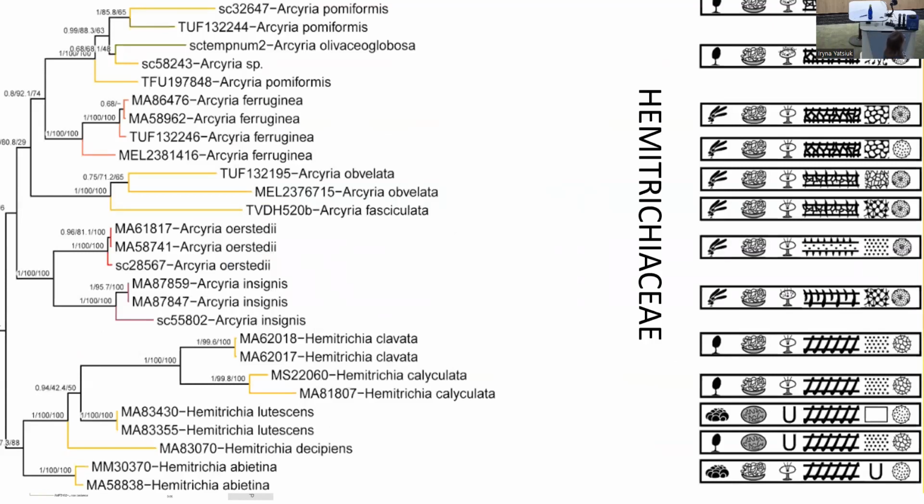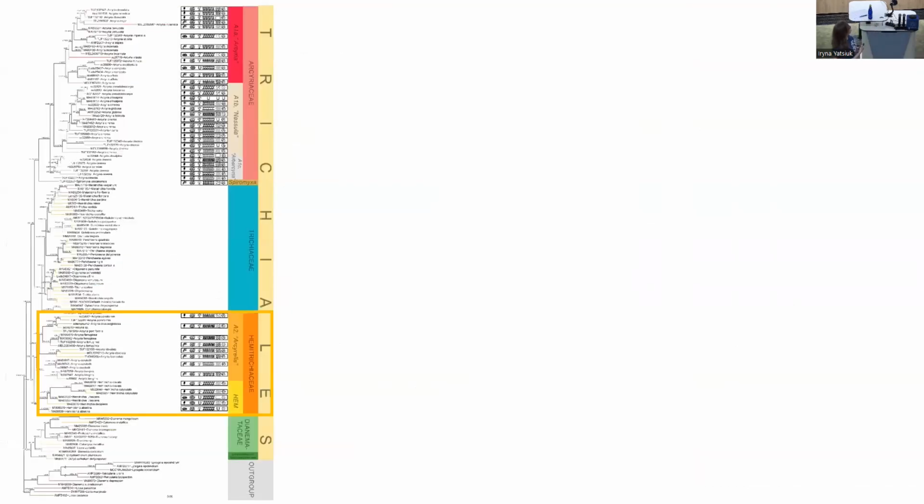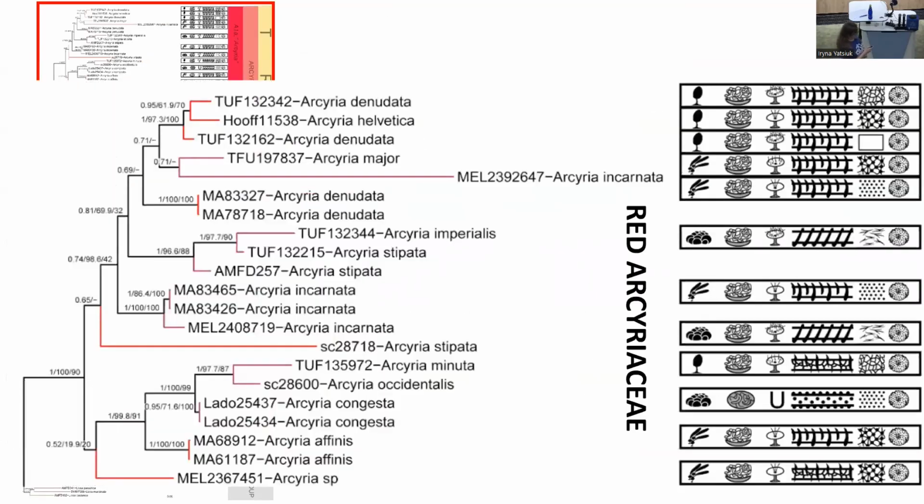Apparently, there are no clear tendencies. You see that the capillitium could be in Heterotrichia, either reticulate or spiny, or spiny reticulate, and the ornamentation of the cup could be quite different. And the mode of growth is either drooping, erect, or stacked. And let's look at other red Arcyria.